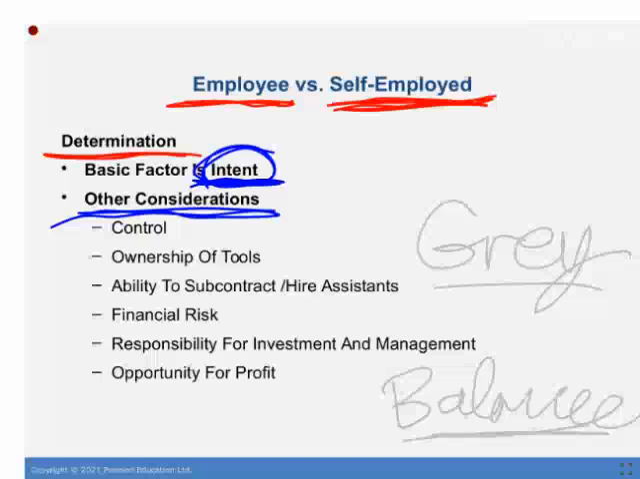It also goes on and says here, as described in the guide, the first step to making this distinction is to determine the intent of both parties. Both the worker and the payer must be clear as to whether there is a contract of service, that's an employee-employer, or a contract for service, which is a business relationship.